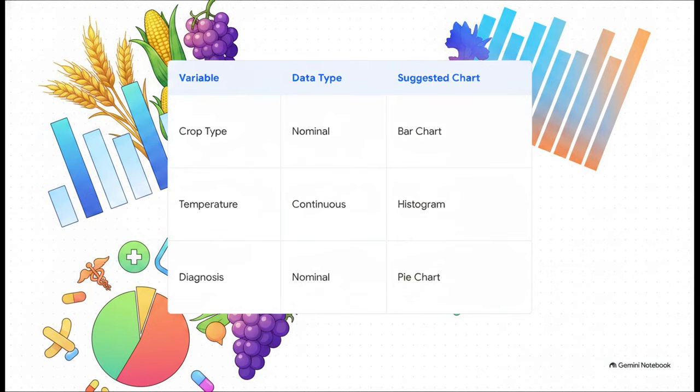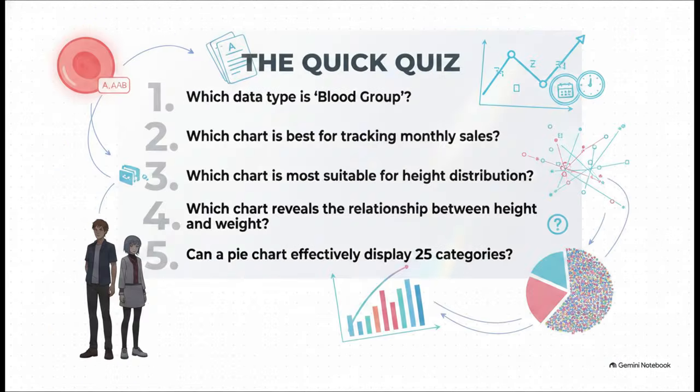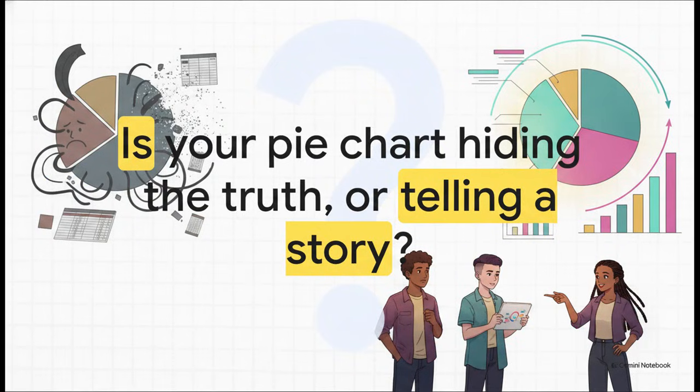Before we wrap everything up, take a quick glance at these quiz questions, just to test out your new mental models. If you instantly know that blood group is nominal, or that monthly sales obviously need a line chart for time series, or that height versus weight requires a scatter plot to show a relationship, then congratulations, you have successfully mastered the taxonomy. And that brings us to the end of our explainer.